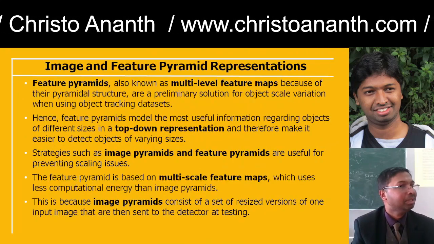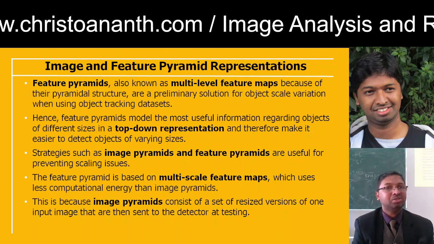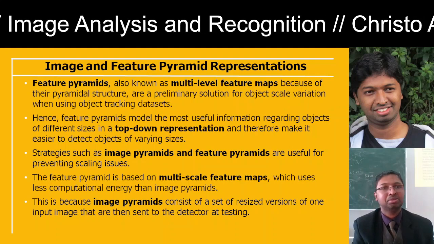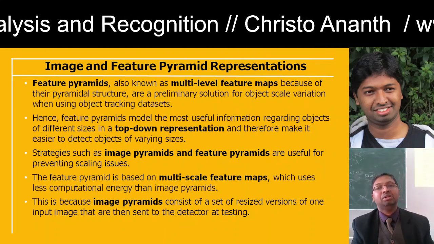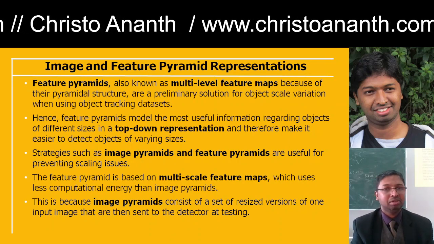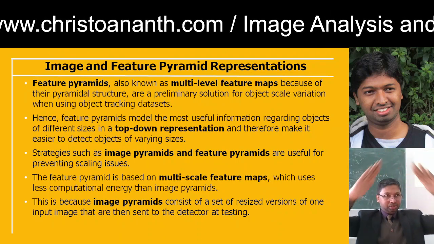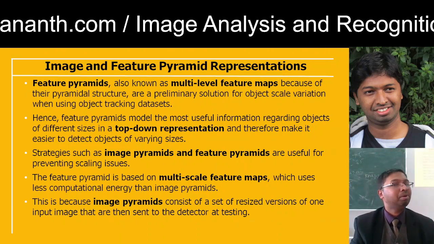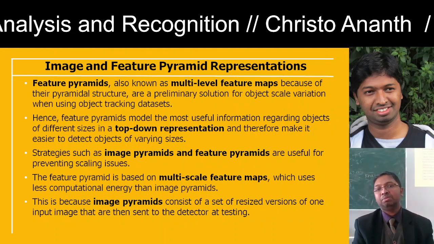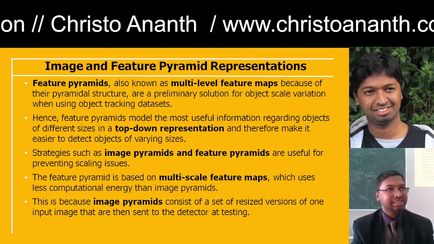Then we'll have image pyramid representation and feature pyramid representation. Generally feature pyramids you can call multi-level feature maps. Based on the pyramidal structure, it provides a solution for the object scale variation when using the object tracking dataset. It will be like a top-down approach, so it is much easier to detect objects of various sizes. You can use image pyramids or feature pyramids, which can prevent the scaling issues.